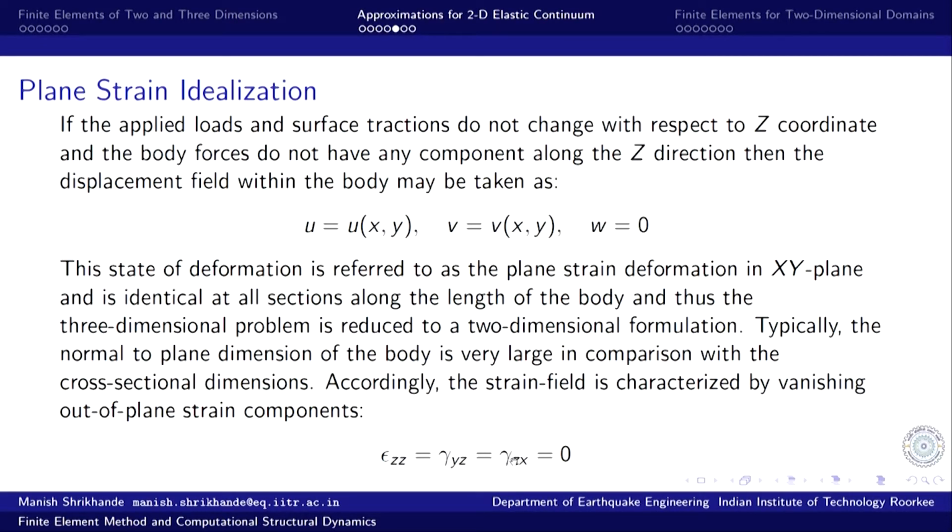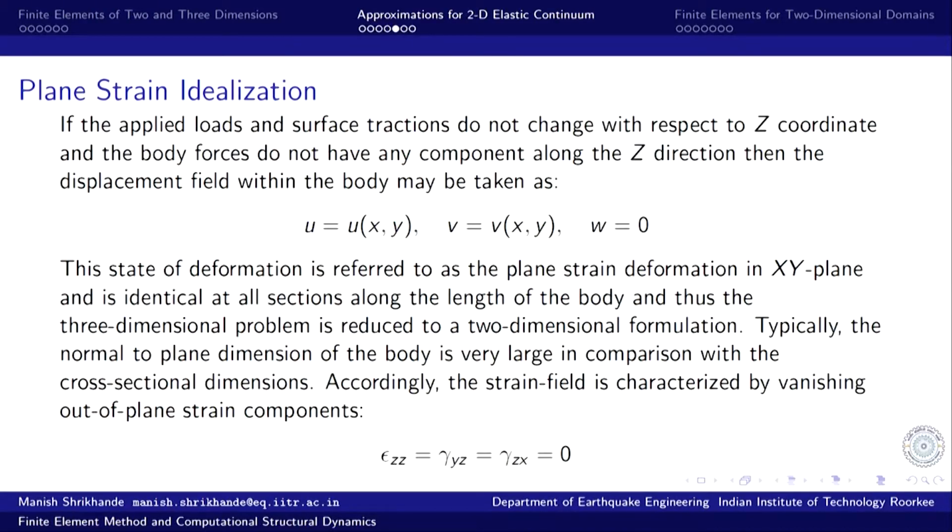they are indeed very small in comparison to other 3 components of strains, that is epsilon xx, epsilon yy and gamma xy. So, when that happens, it is a reasonable approximation to consider these 3 strains to vanish, and then the problem becomes confined to 2 dimensions. The strains are confined to 2 dimensions, that is xy plane. Remember, strain being confined to xy plane does not imply stresses also being confined to xy plane.